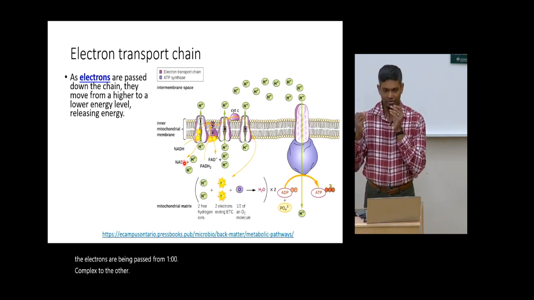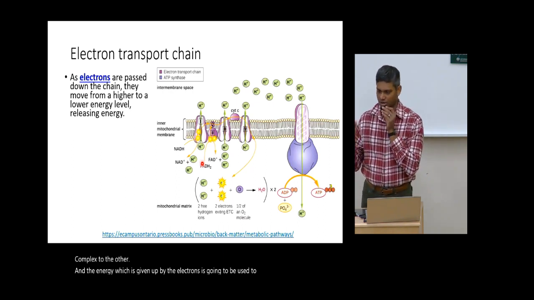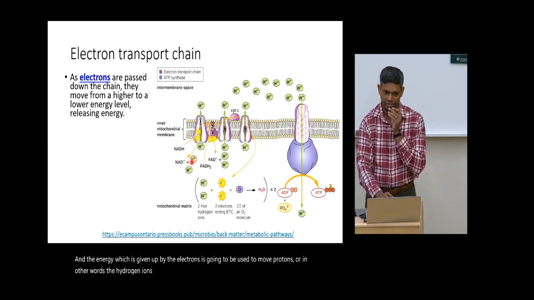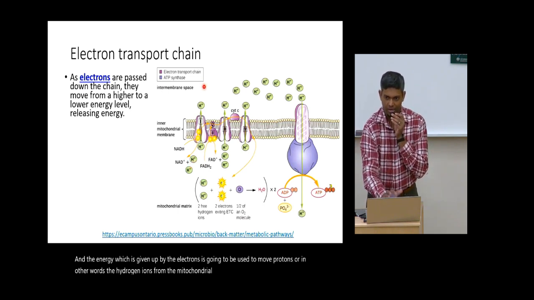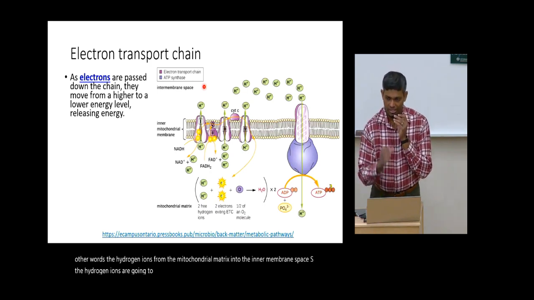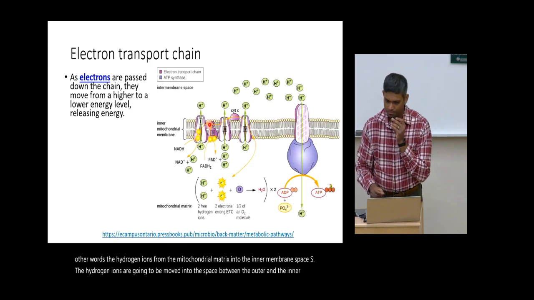In each of these complexes, the electrons are being passed from one complex to the other, and the energy which is given up by the electrons is going to be used to move protons, or in other words the hydrogen ions, from the mitochondrial matrix into the inner membrane space. So the hydrogen ions are going to be moved into the space between the outer and the inner mitochondrial membrane.